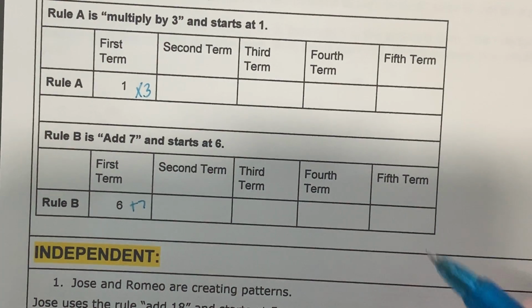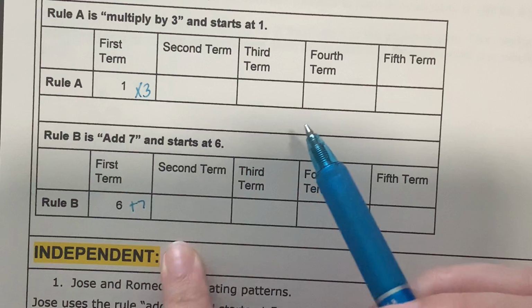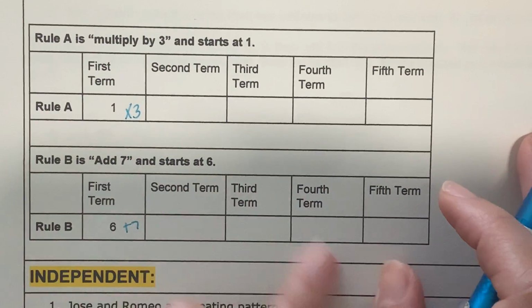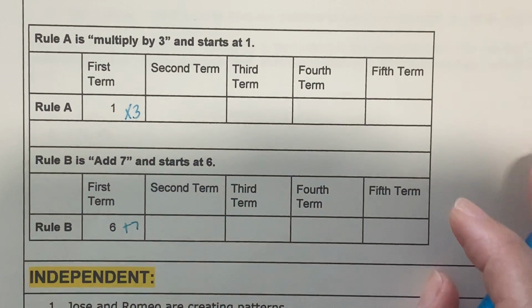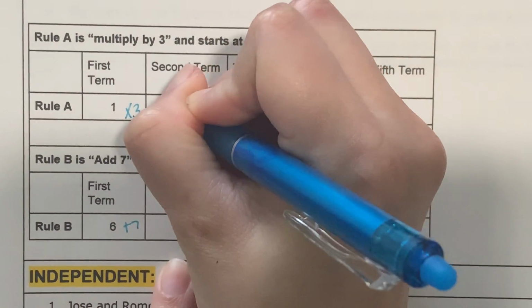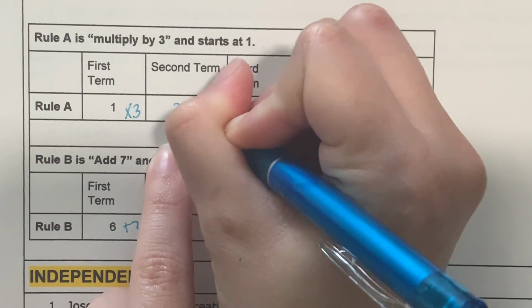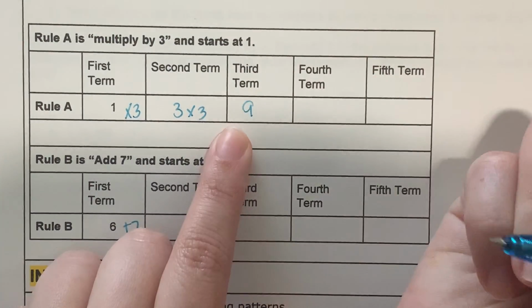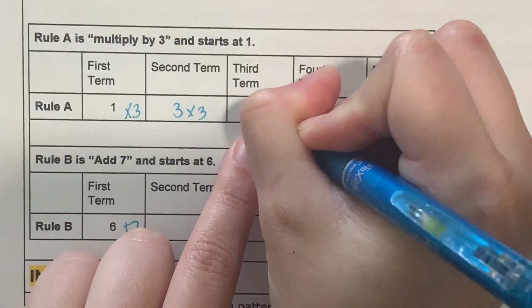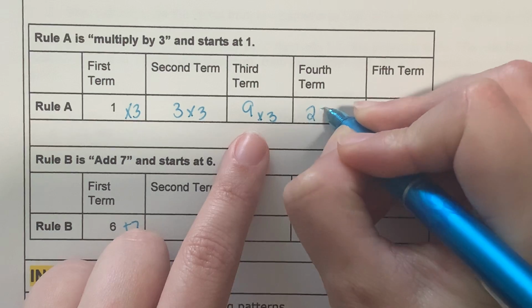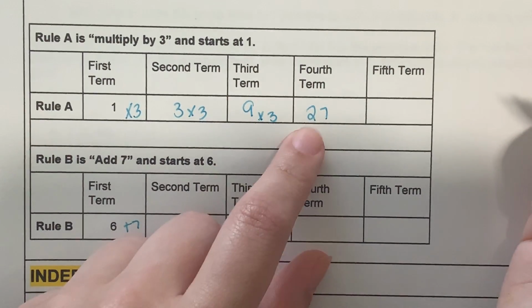And the question would be, which term, which is not on here, but which term do both numbers appear at the same number appear? So let's see. 1 times 3 is 3. 3 times 3, because that's the rule to multiply by 3, is 9. 9 times 3 is 27. Good. Keep practicing your basic facts.